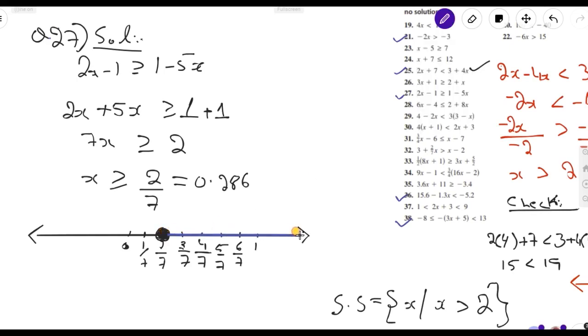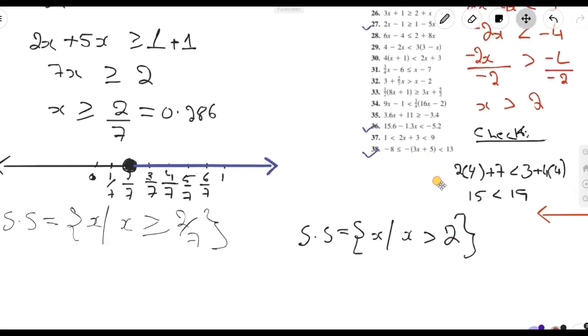So this is the representation, and if I ask you to represent your answer in builder notation form, in set notation, we write the set of all x such that x is greater than or equal to 2 by 7. That's how you do it. This is something you have done several times, and I hope it is now very well revised in your mind.